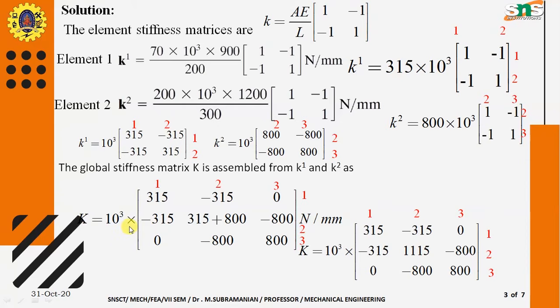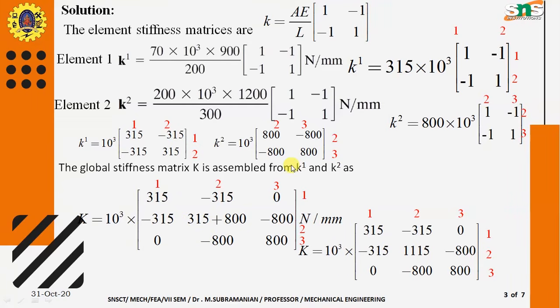10 power 3 is common for both matrices, so taking it outside of the matrix, then 3 cross 3 based on the degrees of freedom; your global matrix size will be determined. The global first stiffness matrix K1 has the same constant values, you can put it inside the global stiffness matrix. 350, minus 350, minus 350, then 350.